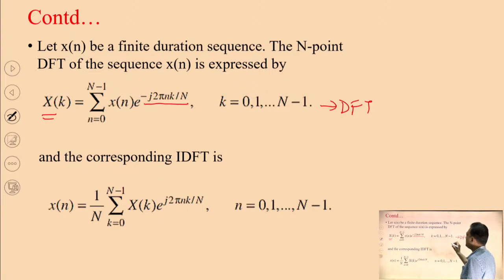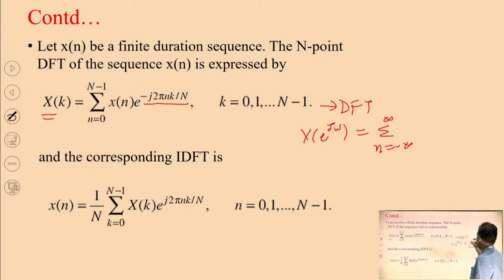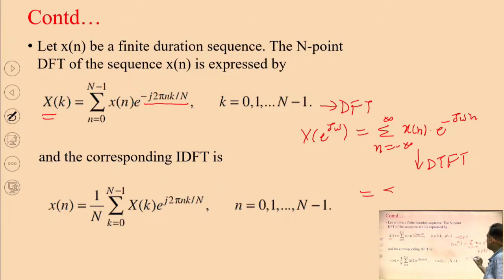If you see the expression for DTFT, it is the summation from n equals minus infinity to infinity of x[n] times e to the power minus j omega n. This is for DTFT, which we have seen previously. As I have told you, when we take DFT, our sequence must be of finite duration. So let us suppose the length of the sequence is N, and we put the limits 0 to N minus 1.